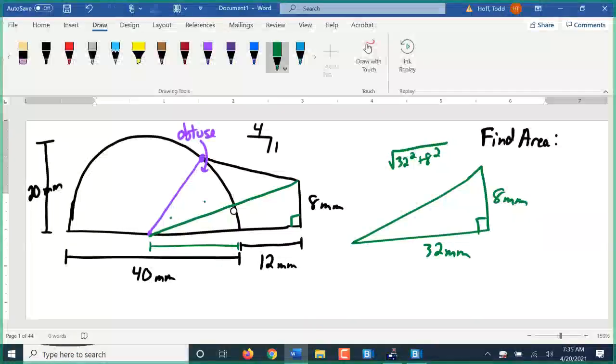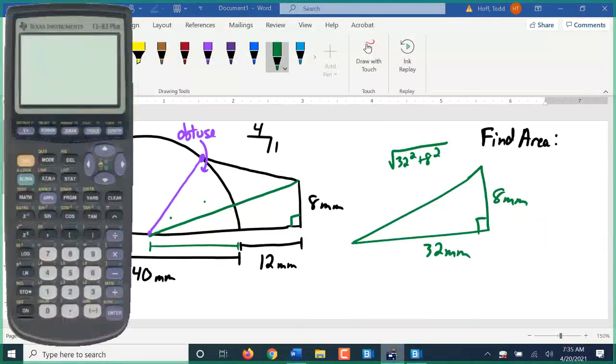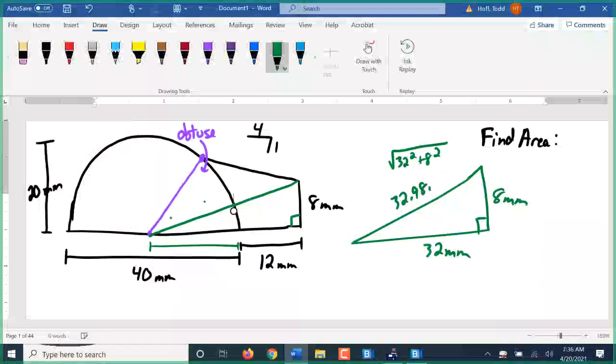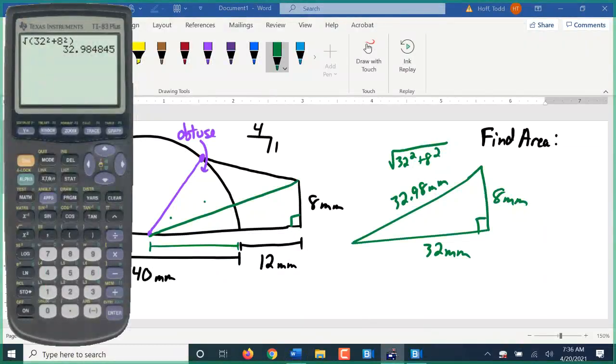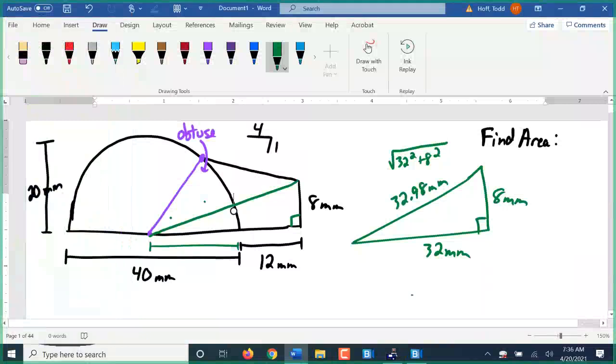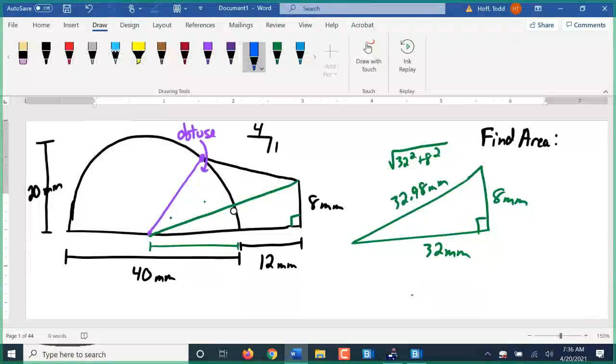Now we can actually find the third side rather quickly. If we have a right angle and we know two sides, we can find the third one using a squared plus b squared equals c squared. 32 squared plus 8 squared, square root. We get 32.98 millimeters. So barely bigger than the 32 base. Next, we can find our angles. It really doesn't matter which one we find. Let's find this one down here just because that's what we're more used to looking at.